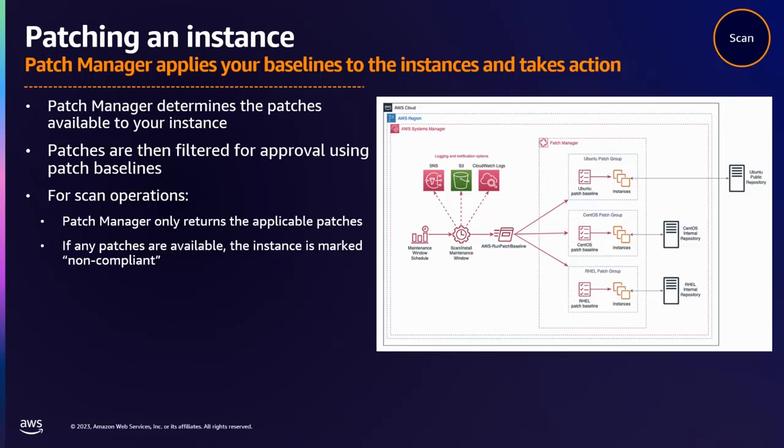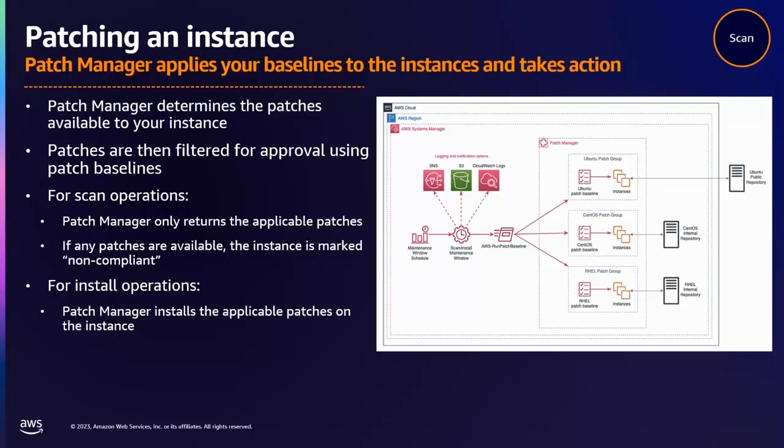That's why the patch baseline is the logic of the instance, because the baseline is going to help our service determine what you want installed or not installed, or what should be there versus what is actually there. And that's what actually occurs on that instance. So for a scan operation, Patch Manager is going to return the applicable patches. And if there are patches available, the instance is marked as non-compliant, which essentially means you're missing some of the patches that you approved via your baseline, and you're going to get that information so that you can decide when and how to take action.